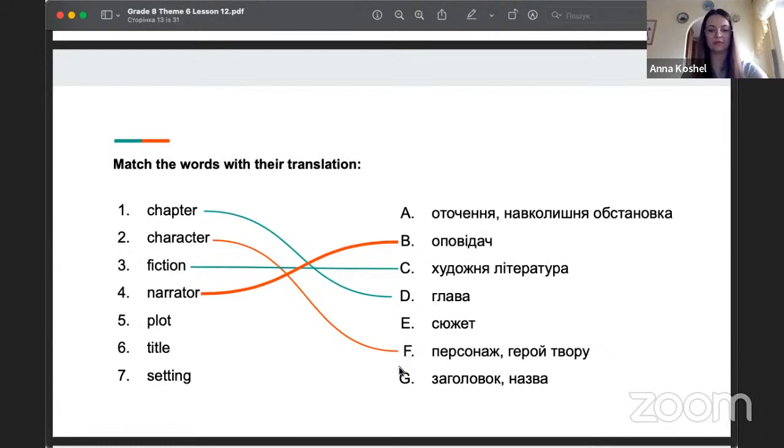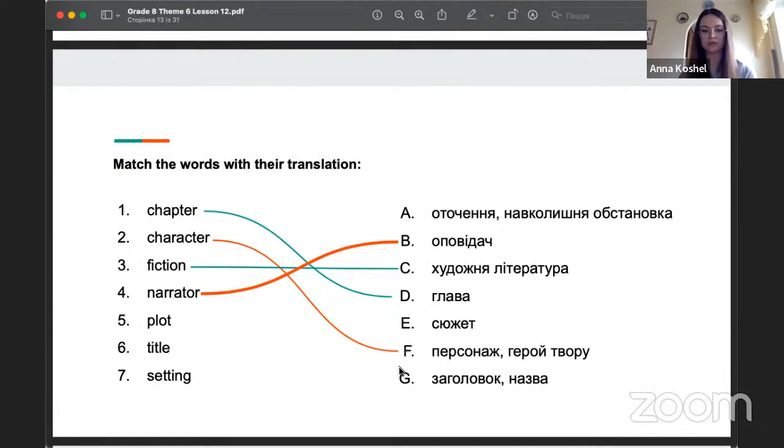Okay, number 5, the word plot. How do we translate this word? What is a plot in the book? That's usually the story, yeah, that is told in the book. You may know this word from the phrase plot twist. Yeah, when something unexpected happens in the book or in the movie as well. So it's called a plot twist. Nobody expected this to happen. But basically, the plot is a story that is told in the book.